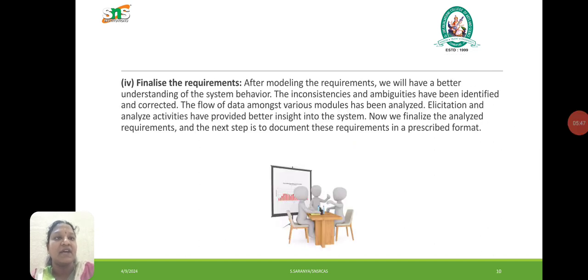Finalize the requirement. After modeling the requirements, we will have a better understanding of the system behavior. The inconsistencies and ambiguities have been identified and corrected. The flow of data among various modules can be analyzed. Elicitation and analysis activities have provided better insight into the system.